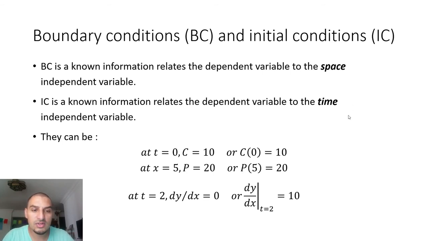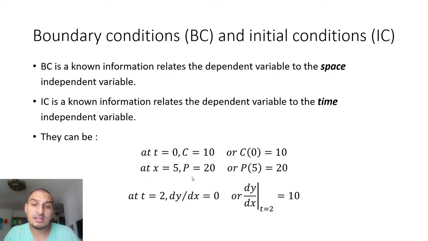And if it's a function of time, then I know at a specific time some kind of information about the pressure, the concentration, whatever. I call it an initial condition. And we call it initial because generally it is at time equals 0. I know when I start the process, I know the information about the system. So they take the shape like this. You can say at time equals 0, concentration equals 10, or C of 0 equals 10. You can put it as x equals 5, pressure equals 20, and x is a distance, so it's going to be P of 5 equals 20.